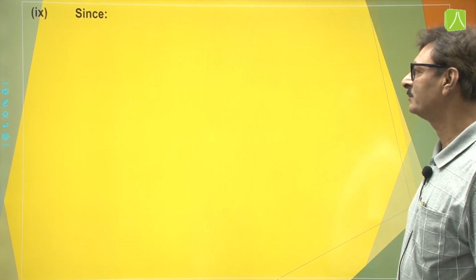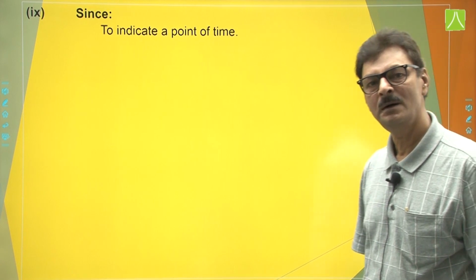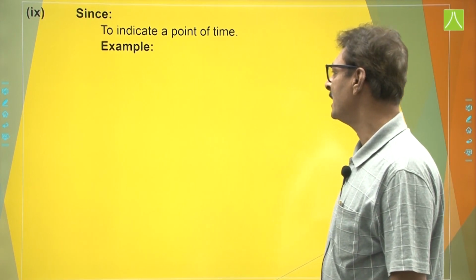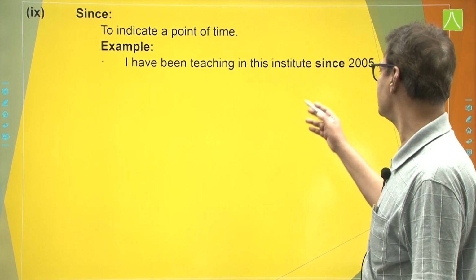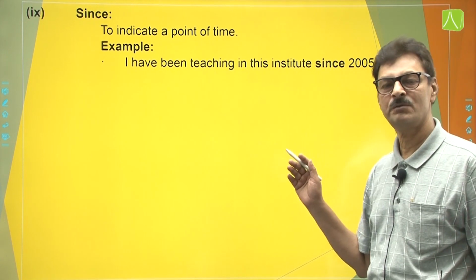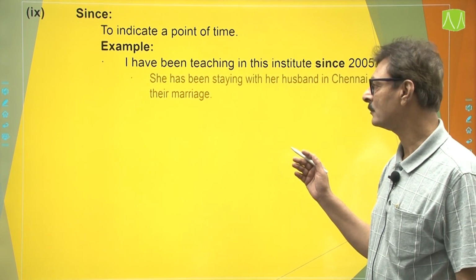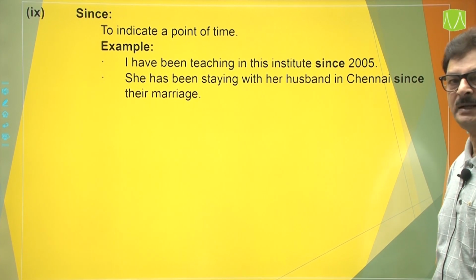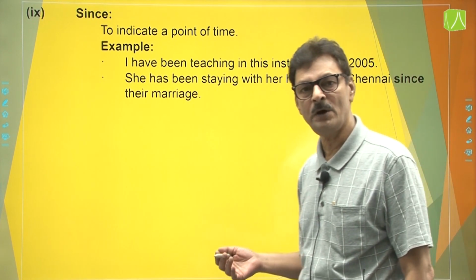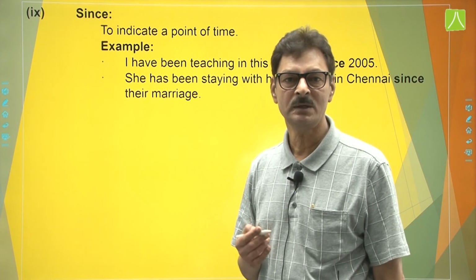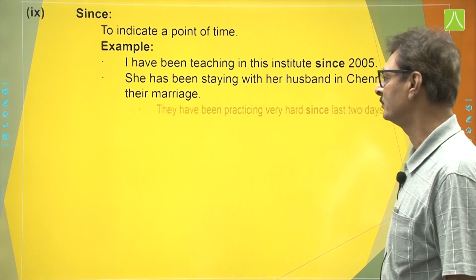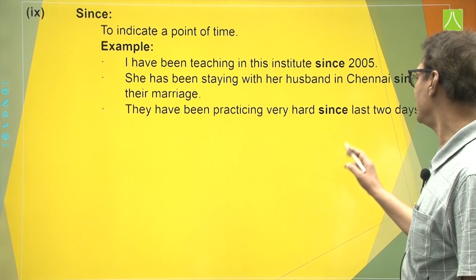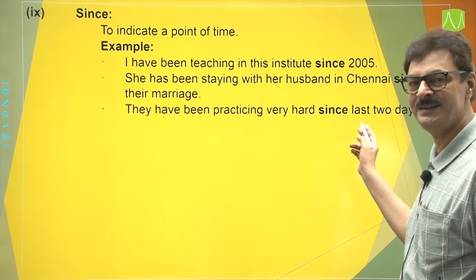The next one, since. Since is used for point of time. Example, I have been teaching in this institute since 2005. She has been staying with her husband in Chennai since their marriage. So this shows the point of time. So since is used for the point of time. They have been practicing very hard since last 2 days.